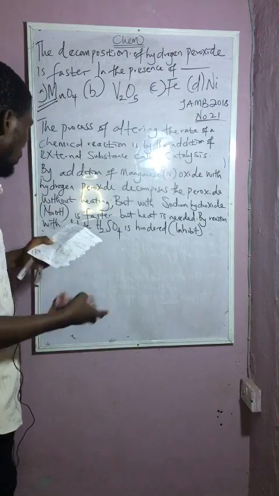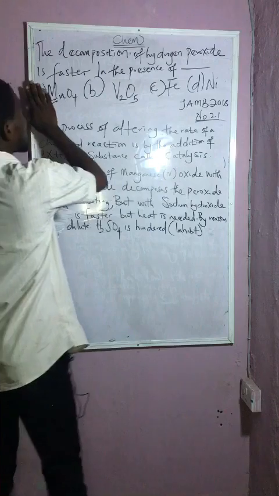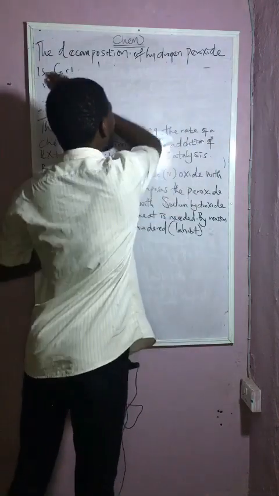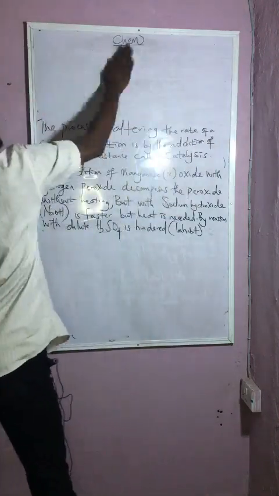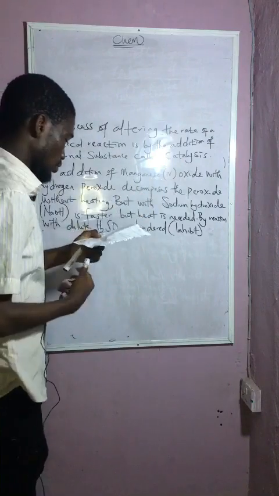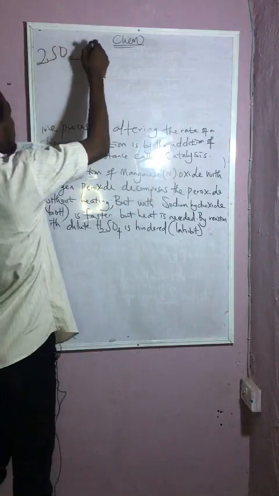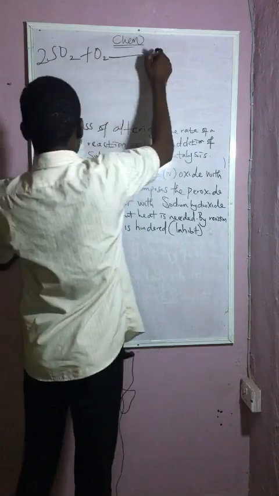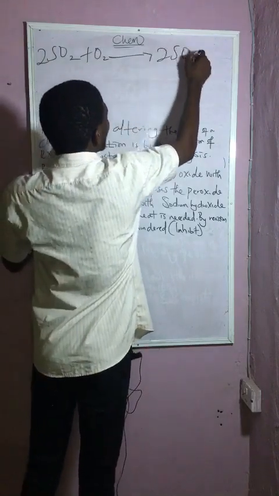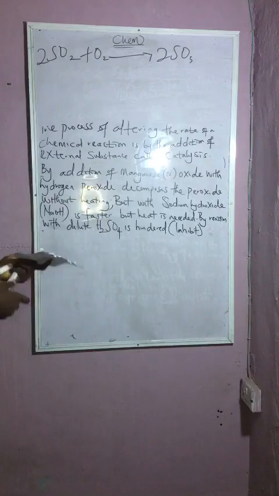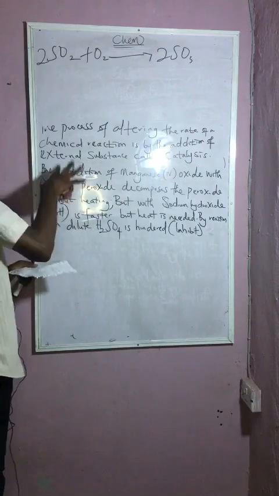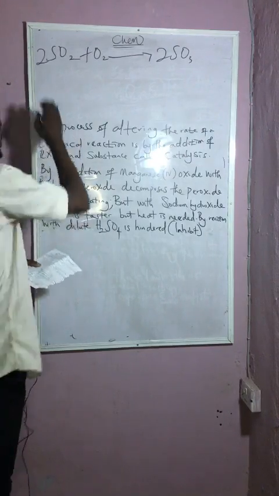This is more of a complex question from previous year also. Please take note of the years and the number of the questions. So we have 2 SO2 plus O2 gives 2 SO3. So all our subscribers out there, please take note of this for you to have your answer there.